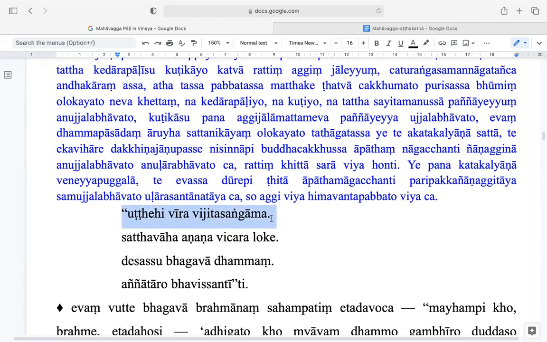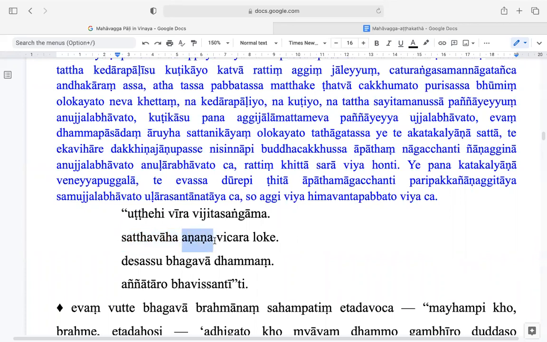Otehi Vira Vichita Sangama is one line. Otehi means get up, stand up, or wake up. Vira and Vichita Sangama are vocative case. Vira, a brave one. Vichita Sangama, conqueror in the battle. So get up, wake up, or be active. Sattha Vaha Anana is also vocative case. Sattha Vaha is the leader of the merchants.